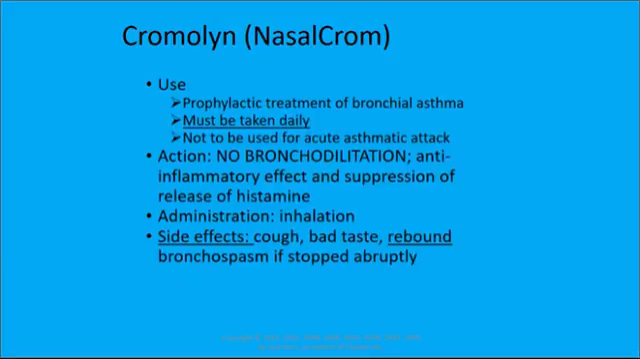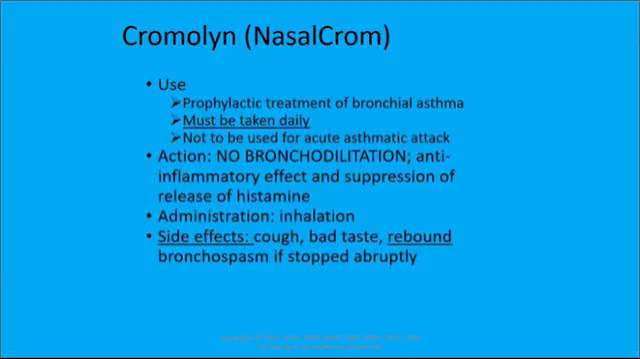Cromolyn used to be used quite often, not so much anymore because they have other measures to use. It's a prophylactic treatment, which means it is not to be used for an acute attack. It has to be used daily, cannot miss doses on it. The way it works is not to dilate, but to block that histamine response to prevent the attack from coming on.